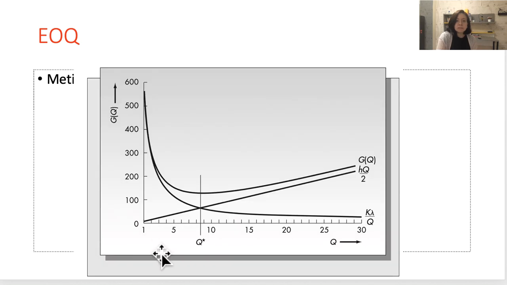Q equals square root of 2 multiplied with K multiplied with lambda divided by H. On this graph, you can also see an interesting result. Here you can see that the minimum of this function is at the point where our inventory holding cost is equal to our order cost. Okay.